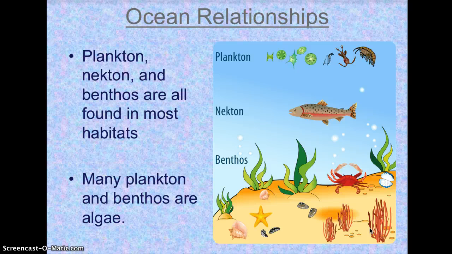And so each one of these different groupings are important. They're all found in most habitats, maybe not the exact same kinds, but you'll find some types of plankton, some types of nekton, and some types of benthos in almost all areas. And many plankton and benthos are algae. So we talked about at the bottom just a minute ago that you had some plants here. So those might also be plankton as well that come floating up here.